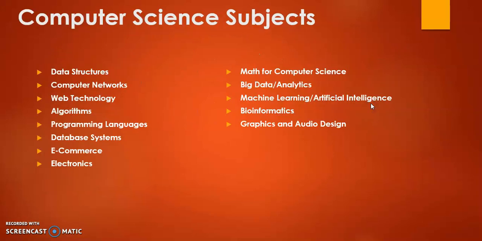Computer science subjects: the first most important subject is data structure, then computer networks, web technology, algorithms, programming languages, database systems, e-commerce, electronics, maths for computer science, big data analytics and machine learning, artificial intelligence, bioinformatics, and graphics and audio design.